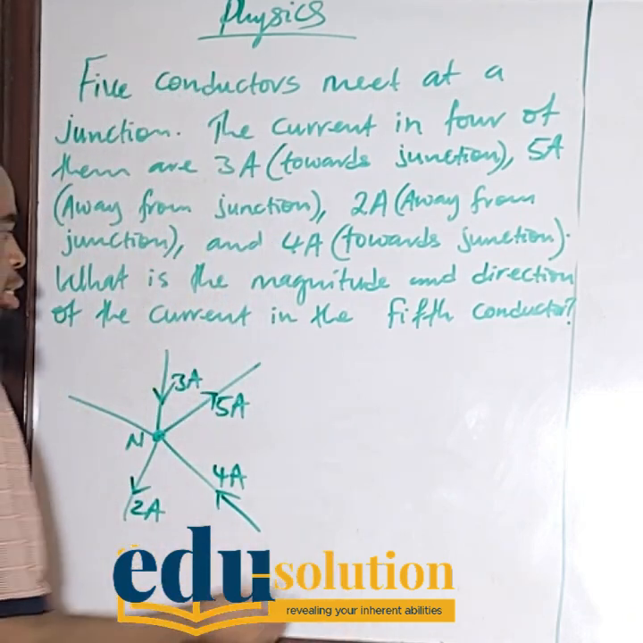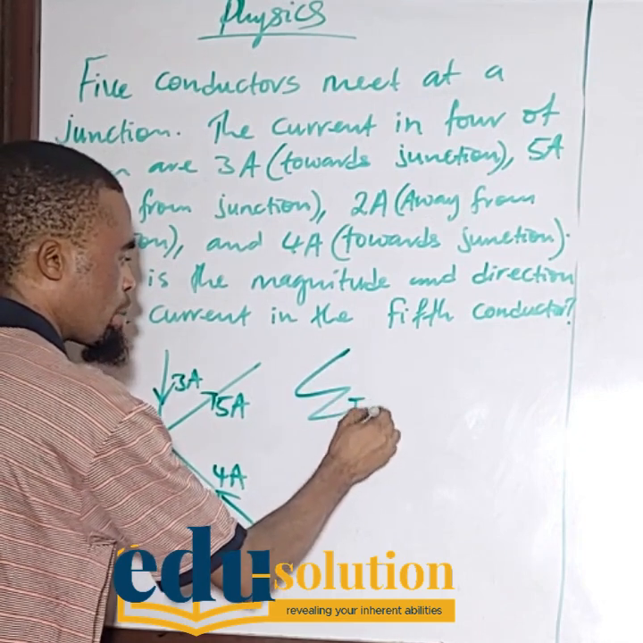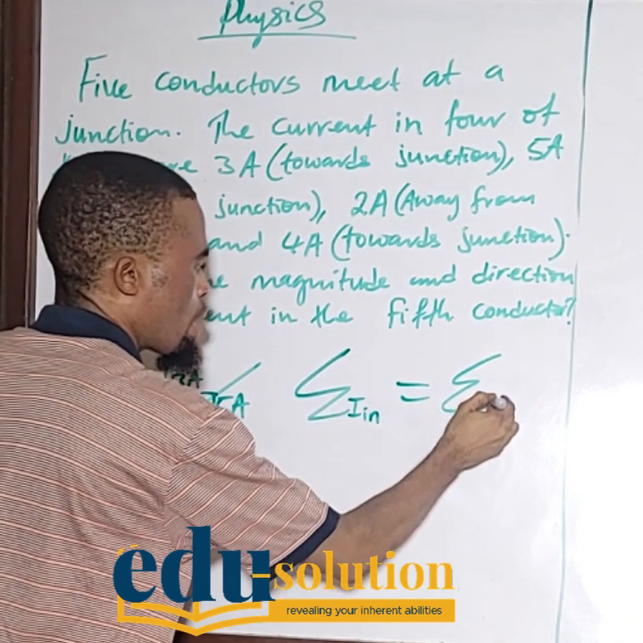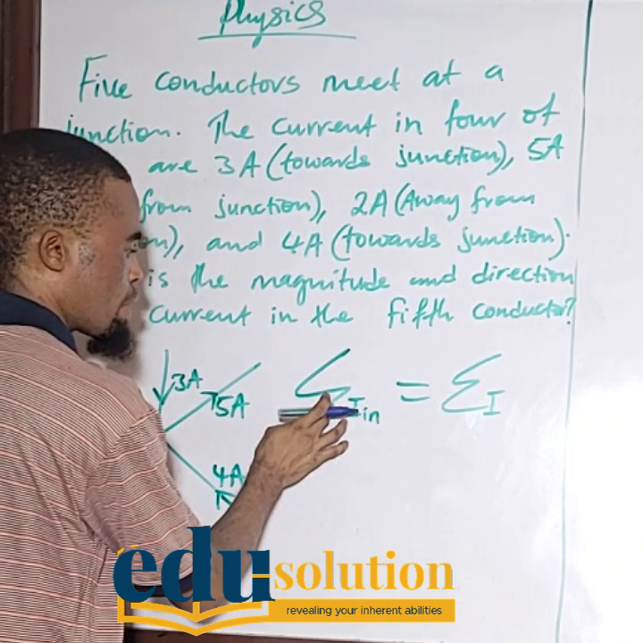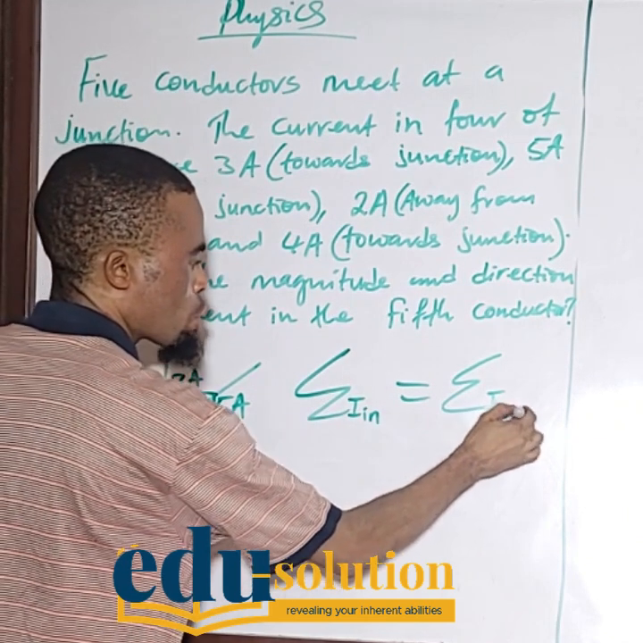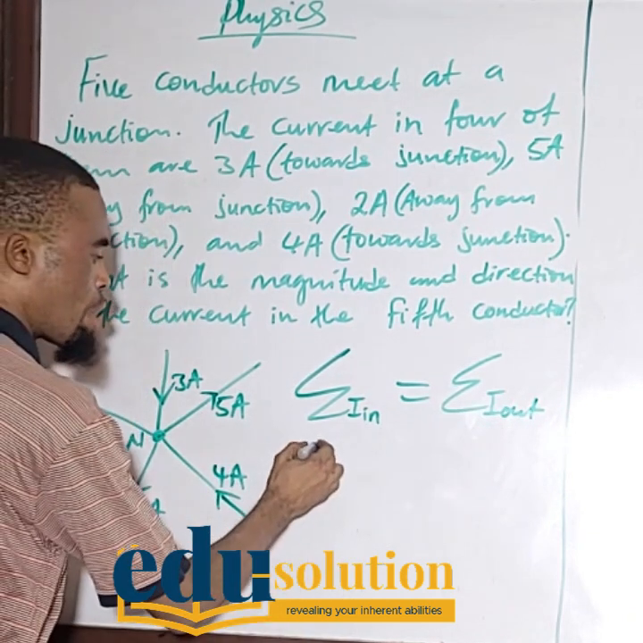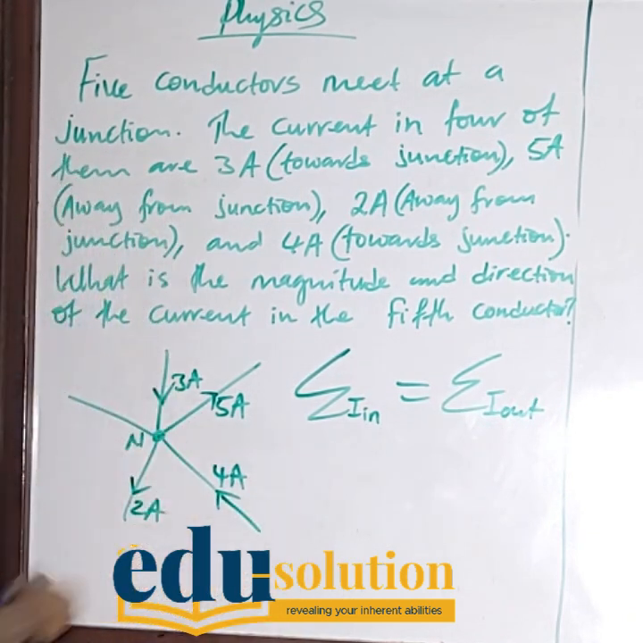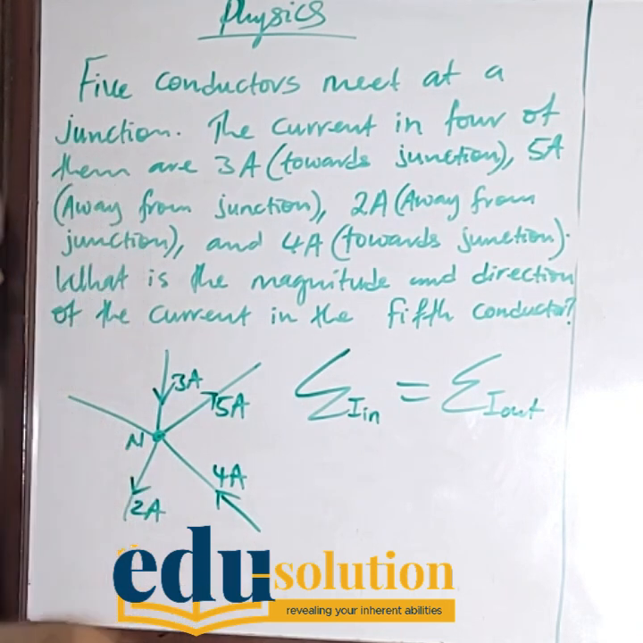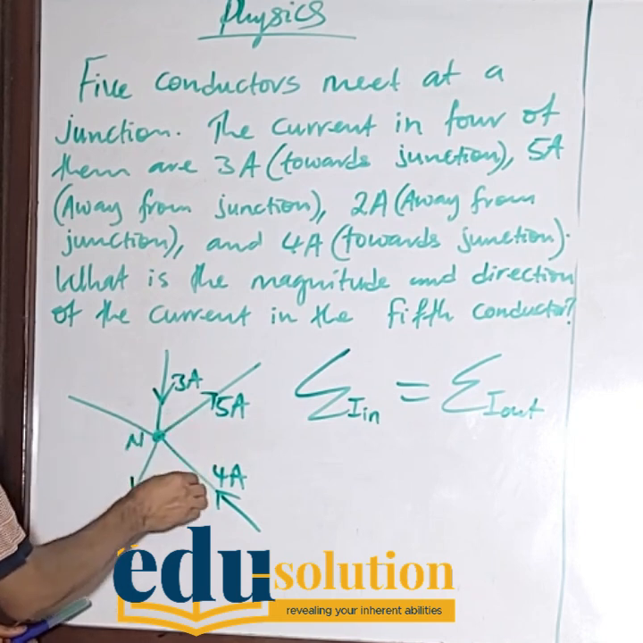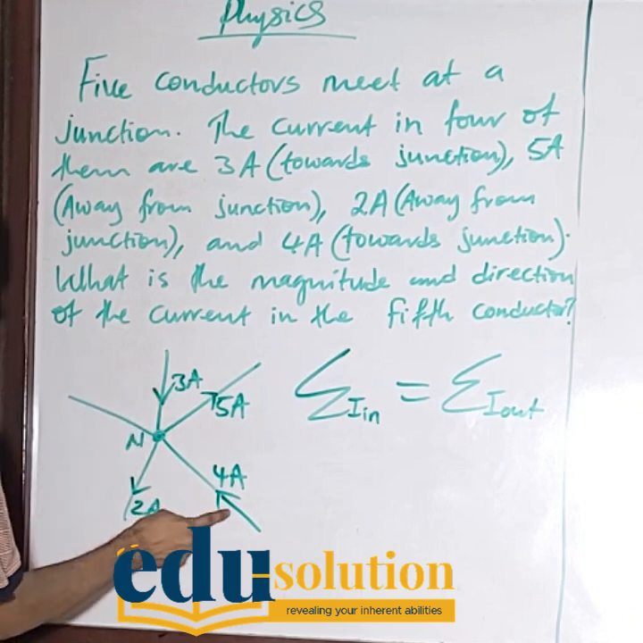So the law says that the sum of current flowing into a junction, let's call this I in, is equal to the sum of current that is flowing away from the junction. I represents the current, and sigma represents the sum, and then we have out. So the current flowing in is equal to the current flowing out. We don't know whether this last one is flowing in or flowing out. That's what we're looking for. So let's find out the ones that are flowing in. This first one, 3 ampere, is flowing in, and 4 ampere is flowing in.